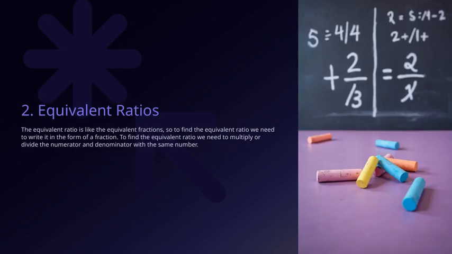Today, we're talking about equivalent ratios. Think of them like equivalent fractions. They represent the same relationship or proportion, just expressed differently. To find an equivalent ratio, we need to write it as a fraction. This makes it easier to compare and understand. The key idea here is that to get an equivalent ratio, we multiply or divide both the numerator and the denominator by the same number. This ensures the ratio stays the same, preserving its value. Understanding equivalent ratios is important because it helps us recognize proportional relationships in different contexts, which is a big part of mastering ratios and proportions overall.